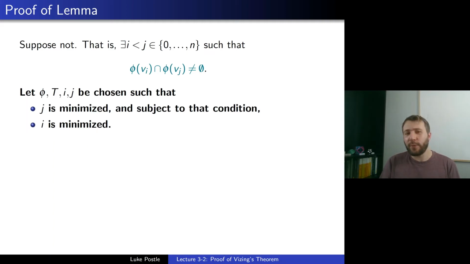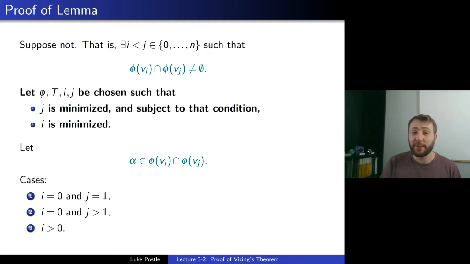Okay, so then what? We're going to let alpha be in phi-bar of vi intersect phi-bar of vj, so that'd be a common missing color. So we let alpha be a common missing color of i and j, and then we're going to break into three cases. What happens when i is 0 and j is 1? So that edge E has a common missing color. What happens when i is 0? Again, i being 0 would be the center, this V0, and some other j. And then lastly, what if i is greater than 0? So what if neither of them is the center of our fan? All right, so those will be the three cases.